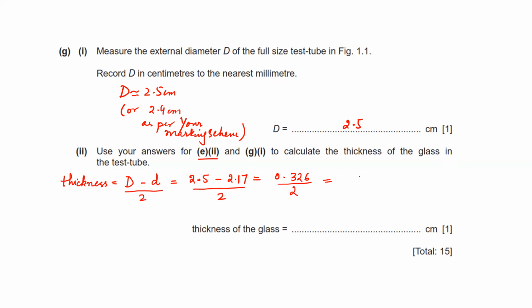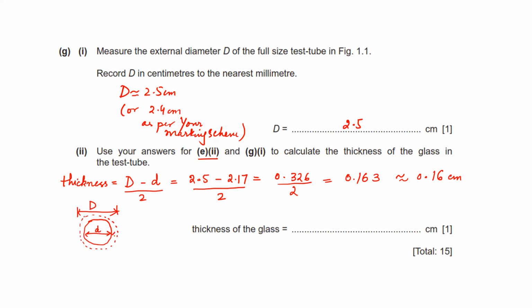And this comes out to be 0.163 centimeters, or a good answer is 0.16 centimeter. So remember, if we have to see it like this, our volume calculations gave us this D, and our physical measurements gave us this value of diameter.